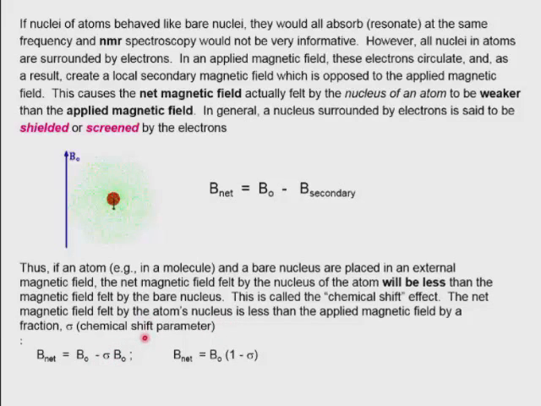Now, given that, we can calculate the net magnetic field experienced by the spinning nucleus, the nucleus that's enveloped by clouds of electrons, namely using this equation. It equals the strength of the applied magnetic field minus the sigma value times the strength of the applied magnetic field.